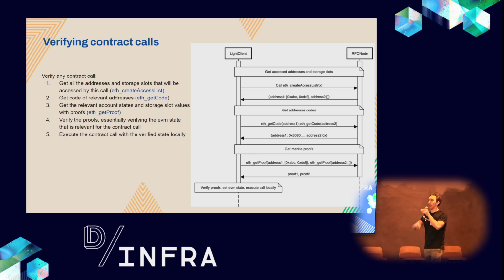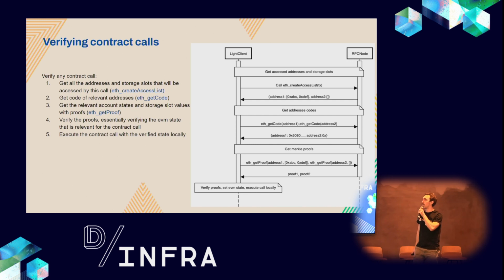We don't want all the EVM state. We care only about specific parameters that are related to what we are trying to get. So if we are talking about verifying ERC20 balances, we want the specific storage slot of this ERC token, etc., the contract code. So we get all this information to create the sub-state that we need to run this contract call.